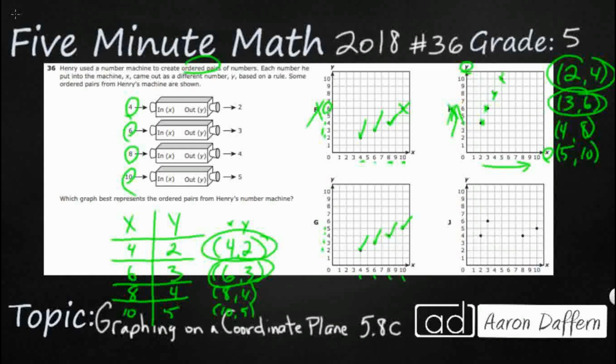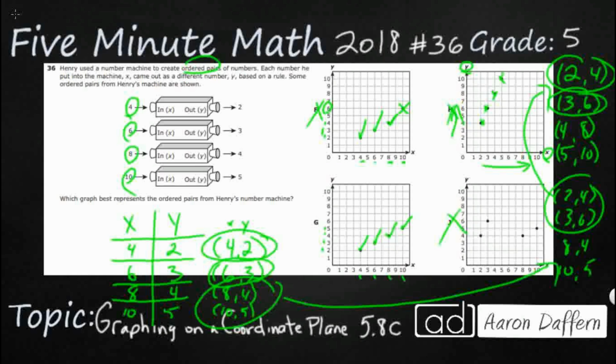J has got 2, 4, so I'm not sure what this is doing here. Then it's got 3, 6, so the first two are like these two up here, but then it's got 8, 4, and 10, 5. So the second two are the correct ones, but the answer is G.